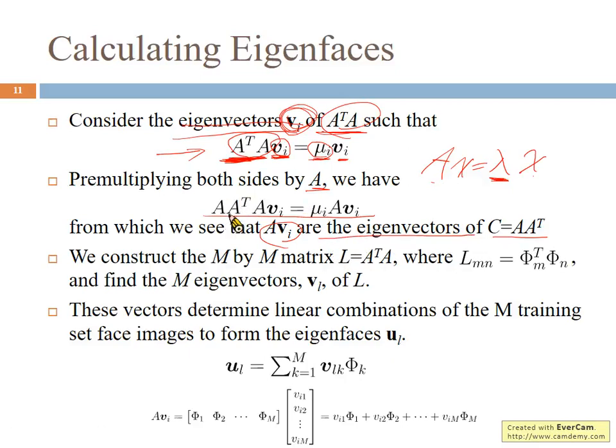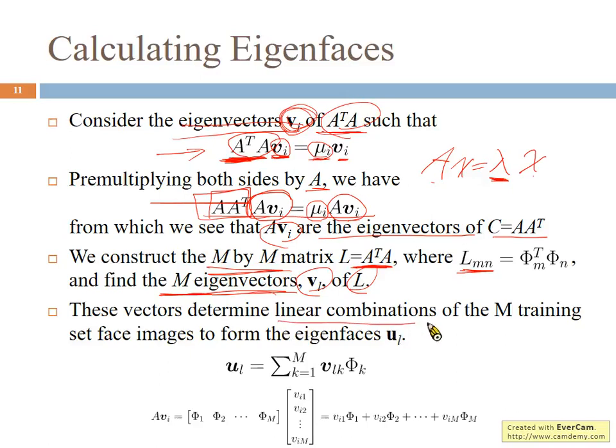So here A v i can be viewed as an eigenvector, and mu i is the eigenvalue. The most important thing is we can construct the M by M matrix equal to A transpose A, where the matrix entries are phi m transpose phi n, and find the M eigenvectors v l of it. So we can transform the original problem into this one.